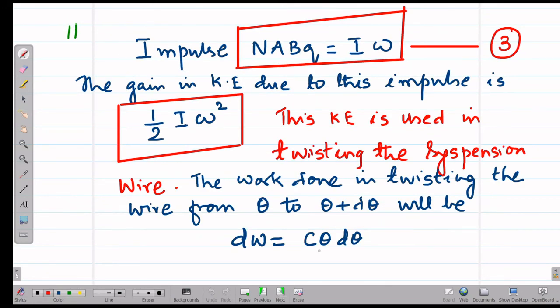I write it like this. So that impulse will be NABQ equal to I into omega. Why am I writing only I into omega? Remember, I should have written I into omega 2 minus I into omega 1. I should have written like that. But I am assuming that initially the coil was at rest. Remember, initially the coil was at rest. So omega 1 is 0.